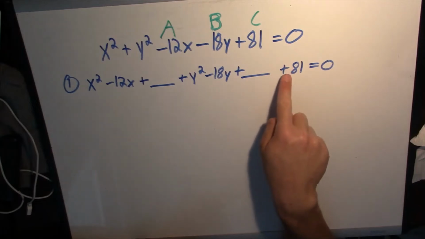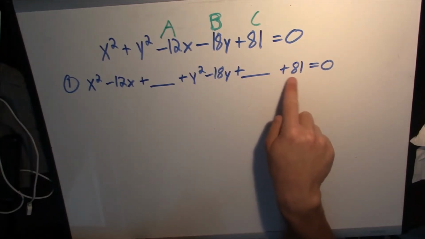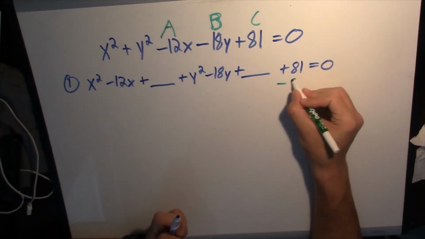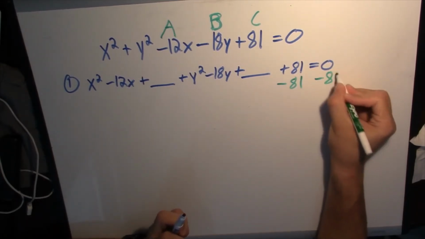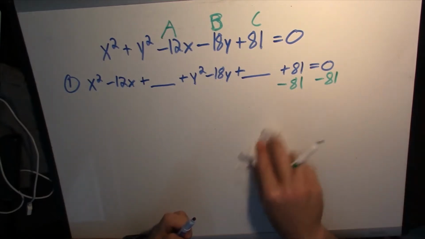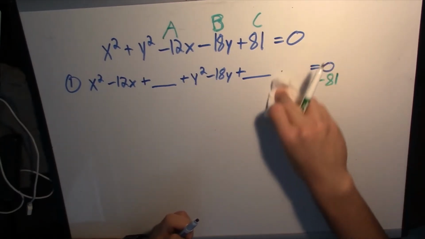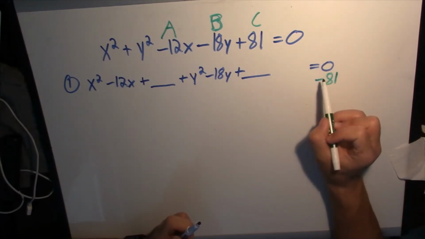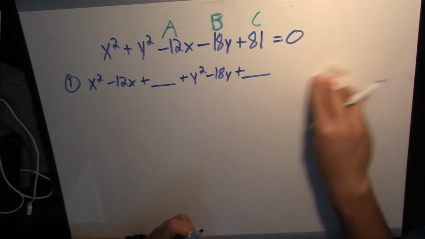So I'm going to take this plus 81. To get rid of the plus 81, I have to do the opposite. So I'm going to subtract 81 from both sides. So if I subtract 81 here, these are going to cancel out. The 81 and the minus 81 cancel out. Okay. And then here, 0 minus 81 is negative 81.